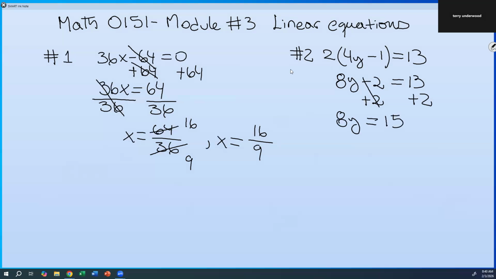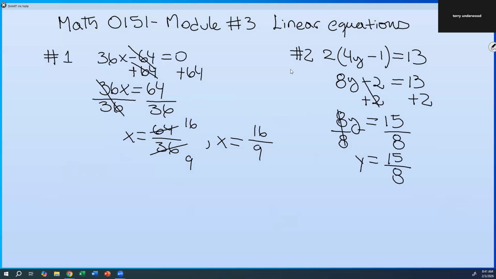And then finally, to be able to solve for y, I need to divide both sides by 8. And remember, what I'm doing is the identity property. You do the opposite. You have a negative 2, you add 2. You have 8 being multiplied by y, you divide by 8, the opposite operation. And what you do on one side of the equation, you have to do on the other side. That is the law of equality in mathematics. So these 2 cancel, and I have that y is equal to 15 over 8.